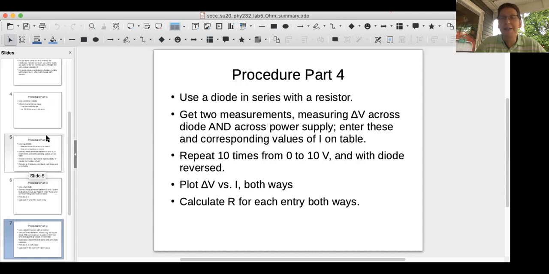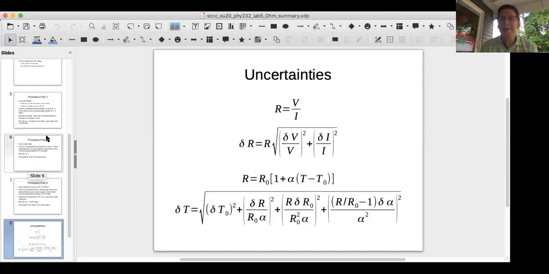And so you're plotting delta V versus I both ways, and calculating R for each entry both ways, just like you're doing in part 3 as well. So we want to talk a little bit about the uncertainties in your error analysis. You're calculating the resistance as the voltage divided by the current. So the uncertainty in your resistance is equal to your calculated value of the resistance multiplied by the square root of the ratio of your uncertainty in your voltage to your voltage, squared, plus the uncertainty in your current divided by the current, also squared.